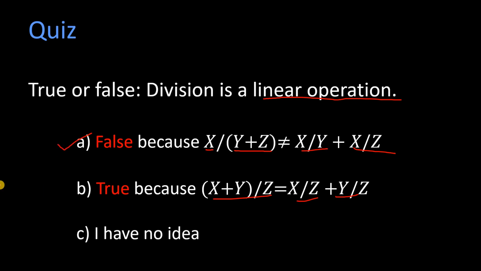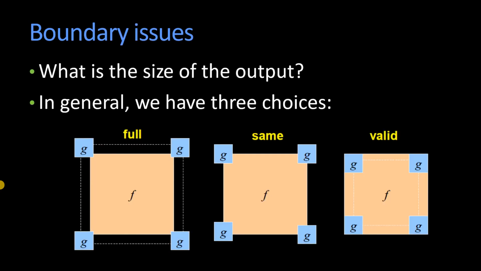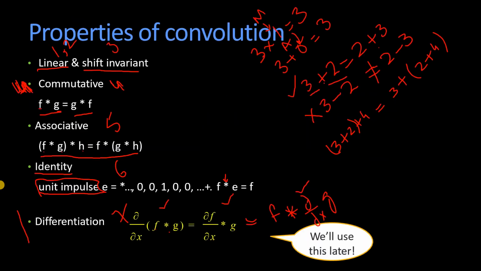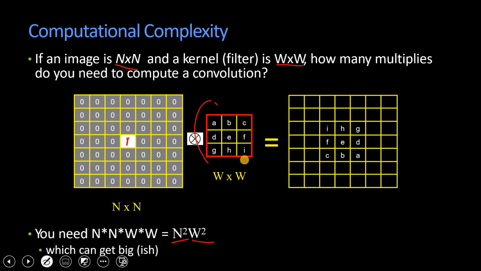Okay, so division is not linear. Boundary issues we will not study, but remember this thing, this is my filter. When I apply this filter on a window, I take a window and I convolve, or correlate, this window with this filter. The result that comes, I will put it over here. I discussed this in the last chapter.